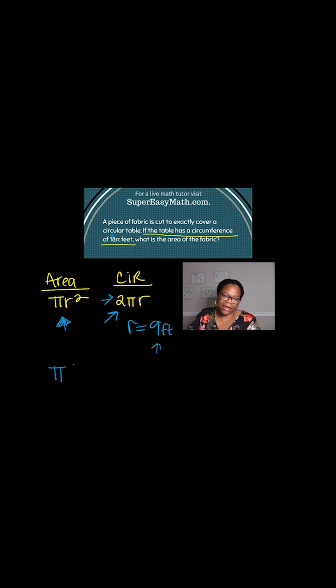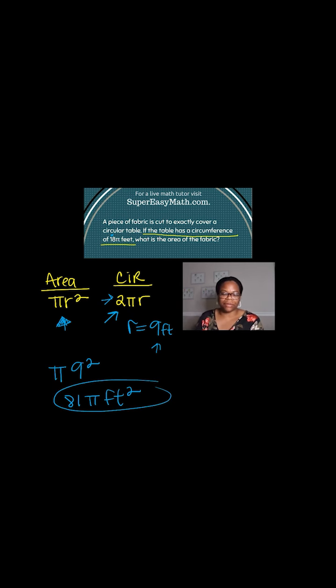So it's pi times 9 squared. Well, 9 squared is 81, so that's 81 pi, and don't forget your units, that would be feet squared. So the answer to this problem is 81 pi feet squared.